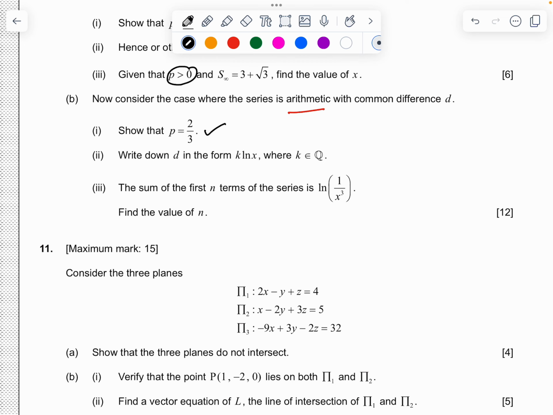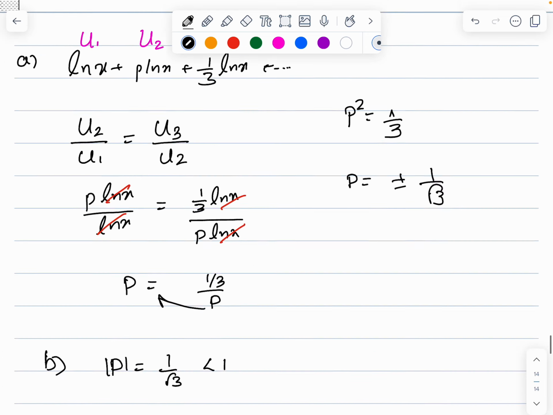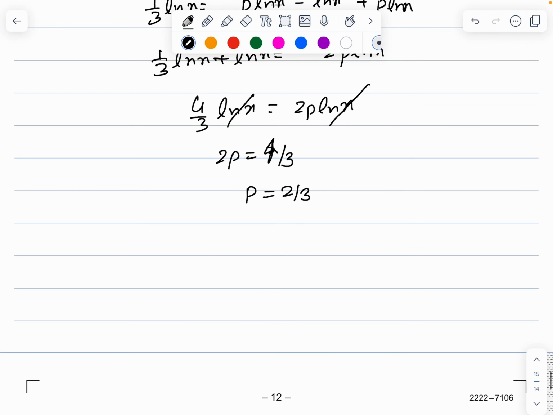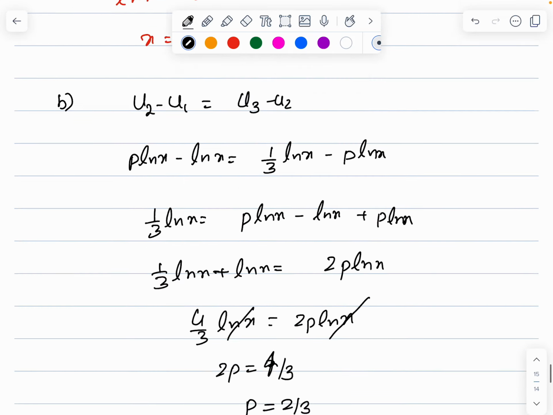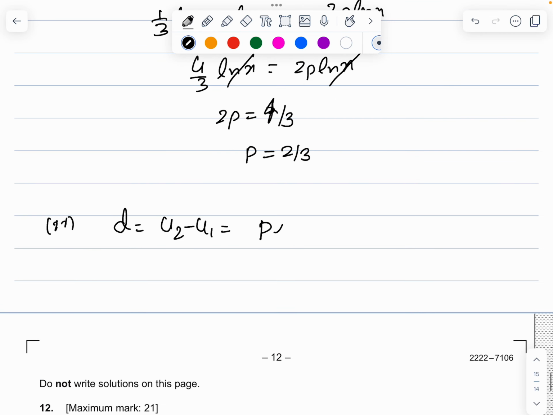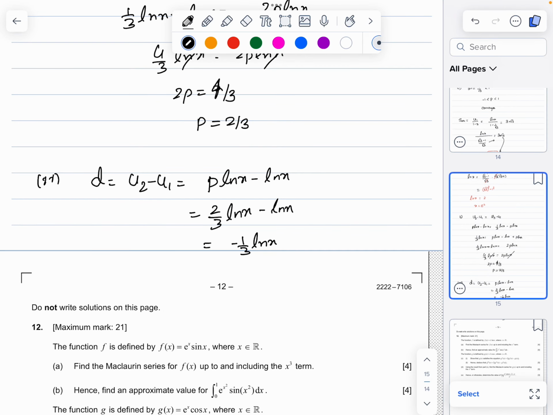Next, write down d in the form of k ln x, and the sum of n terms of the series is ln 1 upon x cube. Find the value of n. So we have to find the common difference now. Common difference is going to be u2 minus u1, which is p ln x minus ln x. p is 2 upon 3, so 2 upon 3 ln x minus ln x, which is minus 1 upon 3 ln x. That is the common difference.